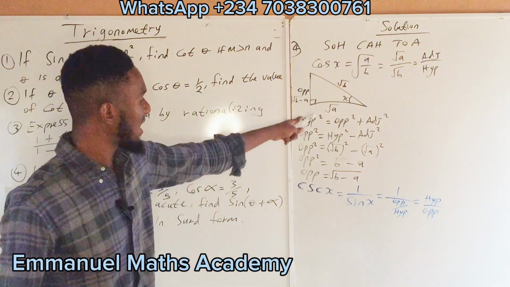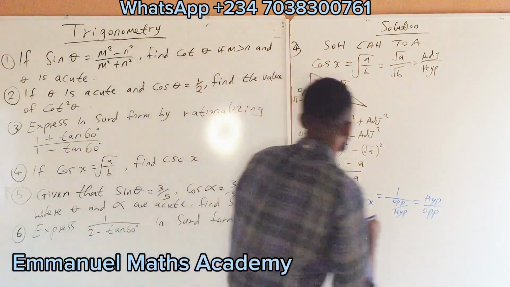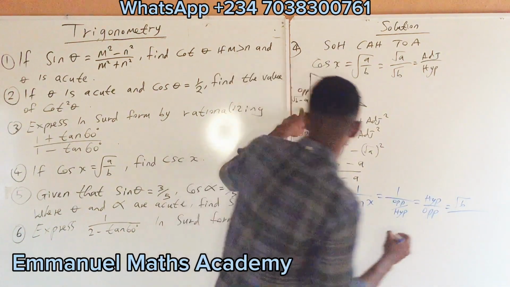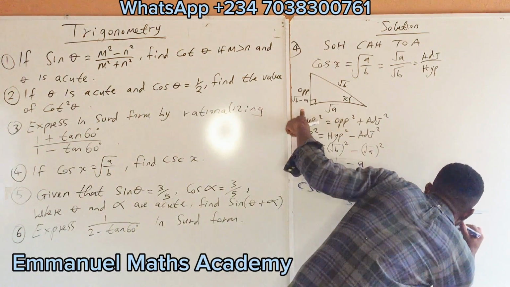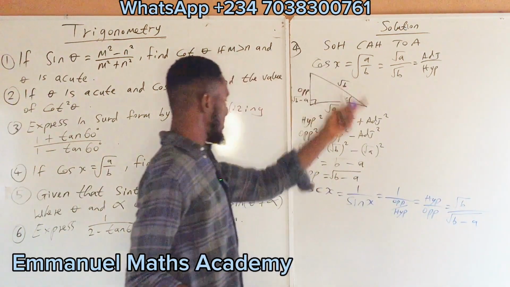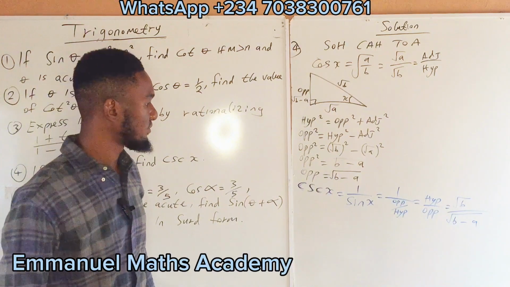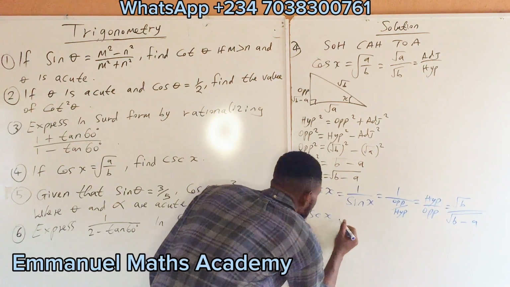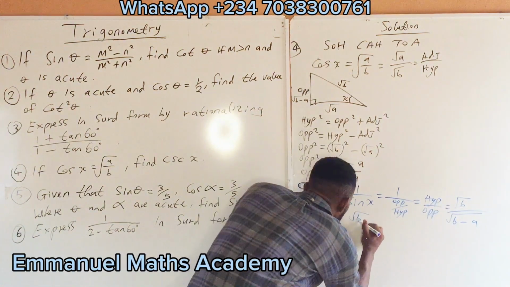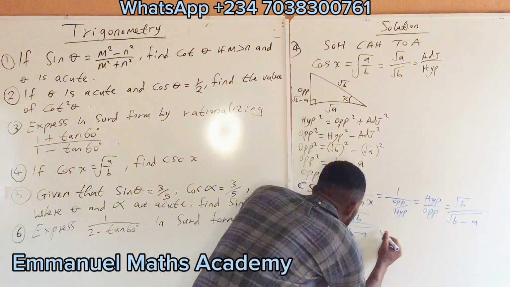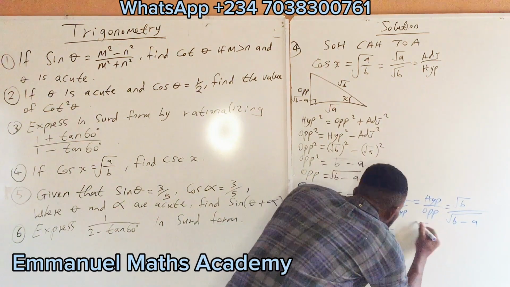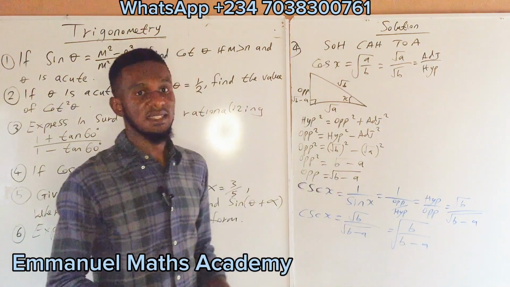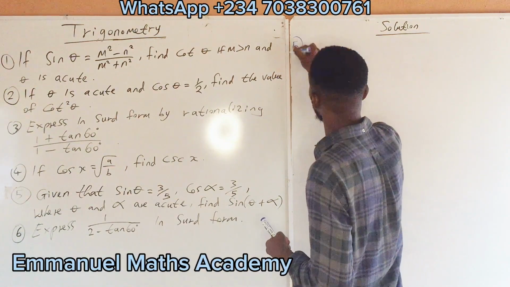And from this, what is our hypotenuse? Our hypotenuse is root b. What's our opposite? Our opposite is root b minus a. This is your cosec x. We can say that your cosec x is equal to root b over root b minus a, or root b over b minus a. It's still the same thing. As simple as that.